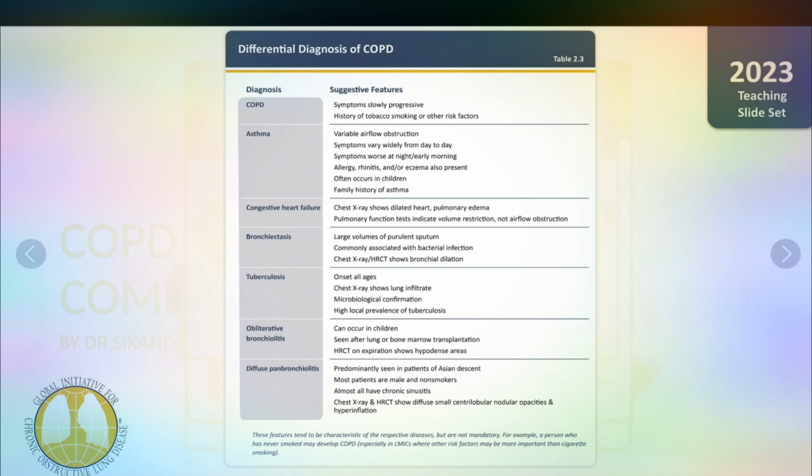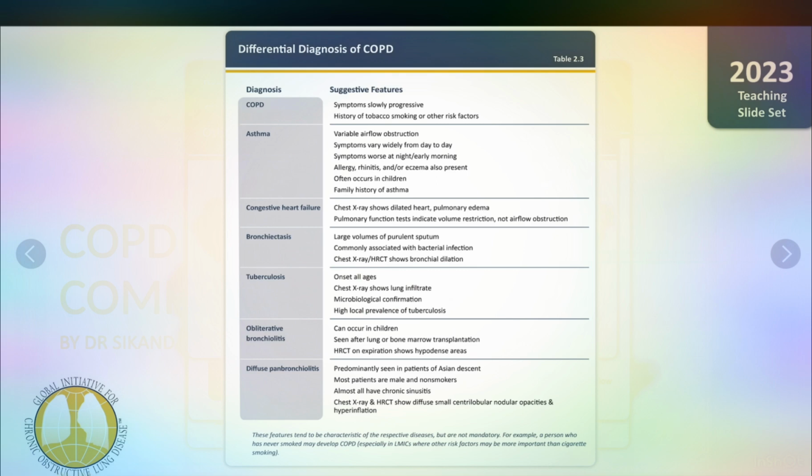In TB patients, it can occur in any age group, and chest X-ray shows lung infiltrate, and microbiological confirmation should be there, and high local prevalence of tuberculosis should be there in that population.